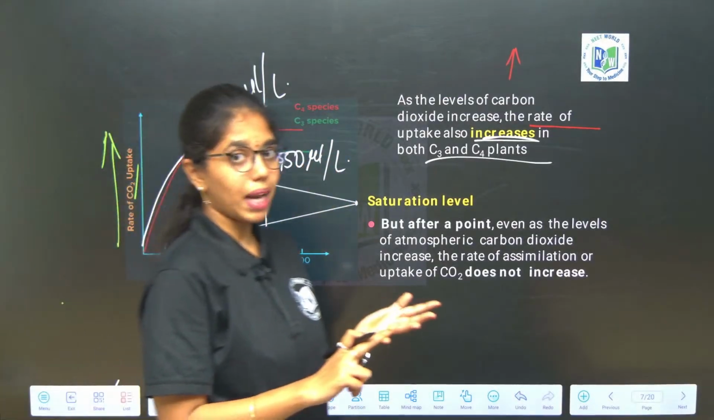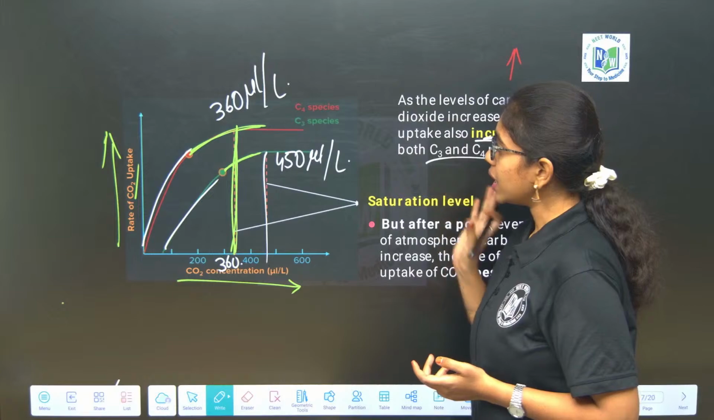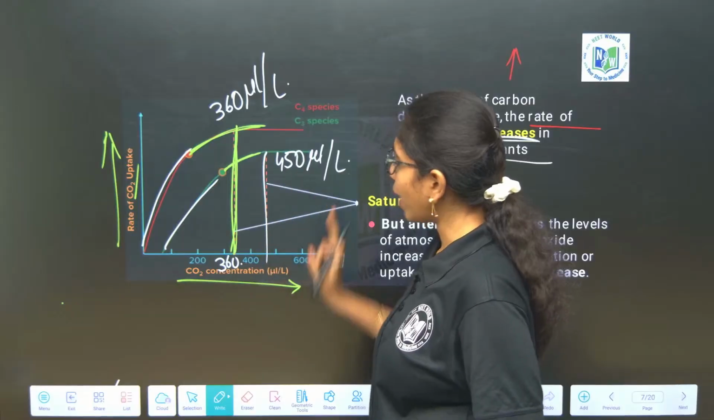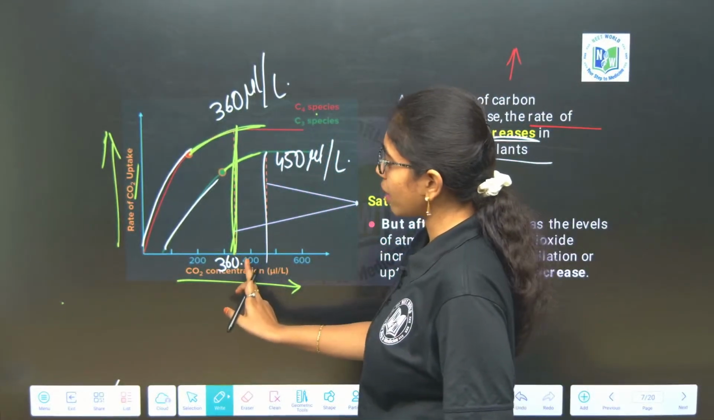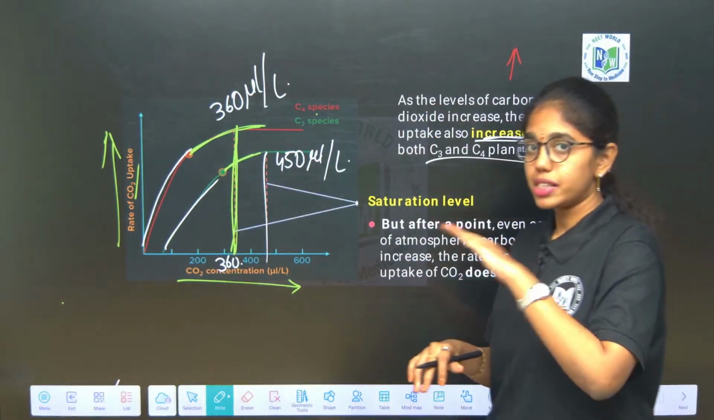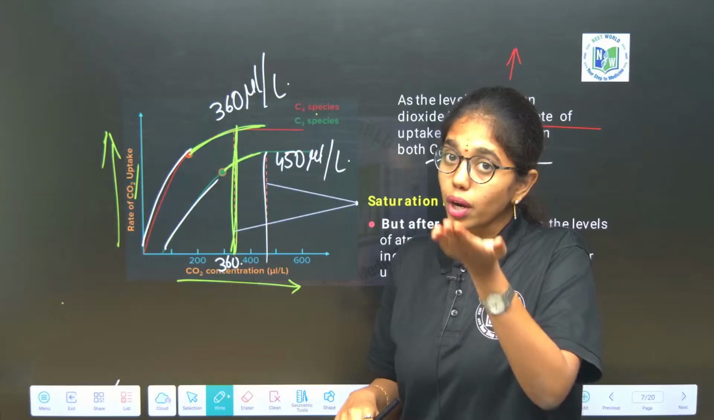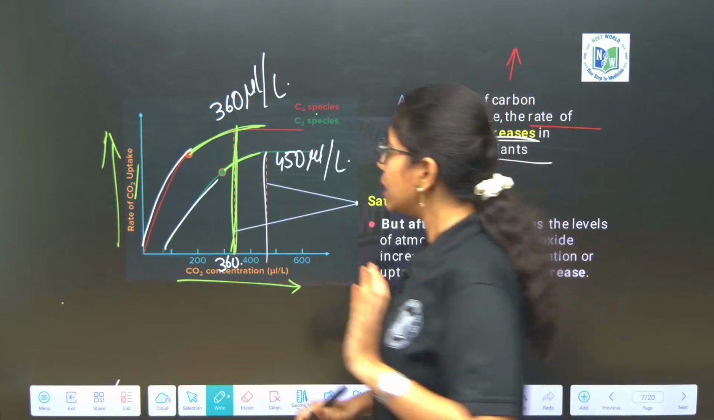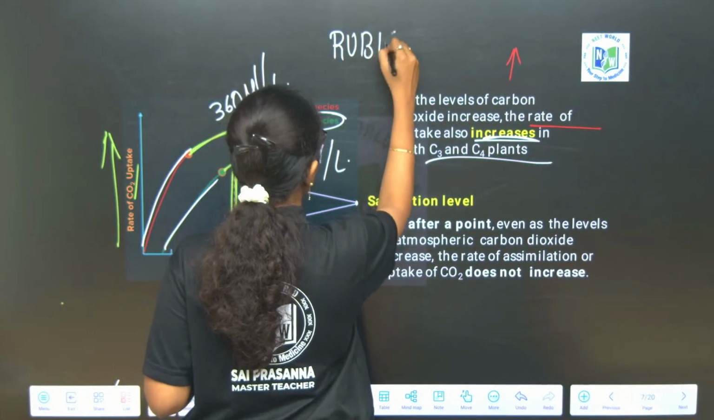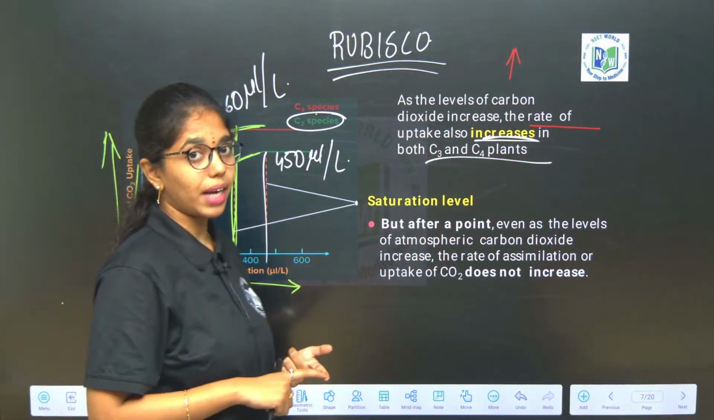So here we have C3 plants and C4 plants. What is the carbon dioxide concentration effect on those plants? For C3 plants, the saturation point is 450 microliters per liter, and for C4 species you can see it is before 400, around 360 microliters per liter. So this is the optimum point, the saturation point of C3 and C4. Why is the saturation point of C3 plants higher than the C4 plants? Because C3 plants have rubisco as the carbon dioxide acceptor. The primary carbon dioxide acceptor for C3 plants is what?